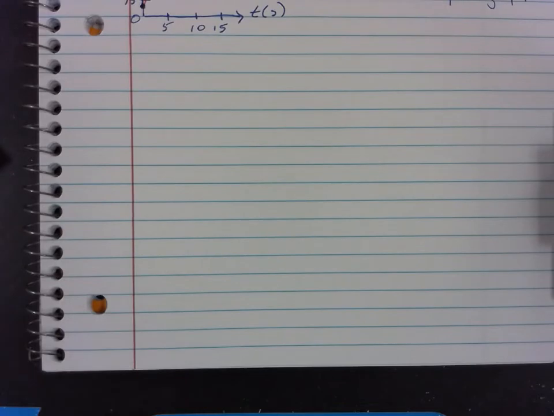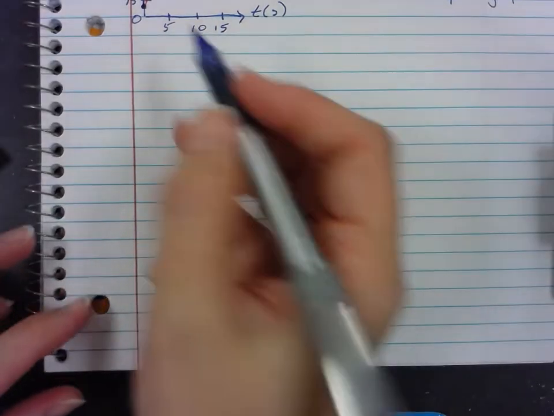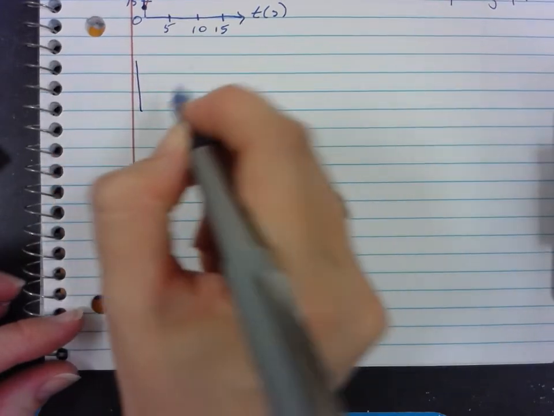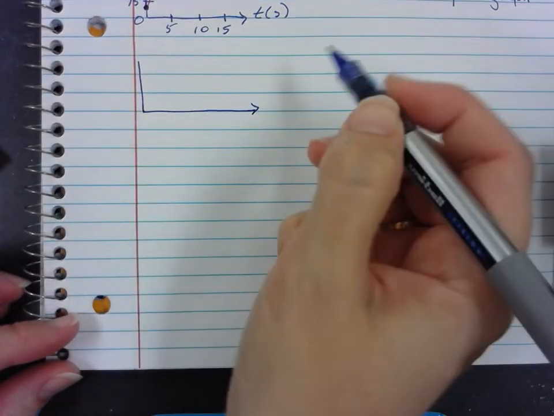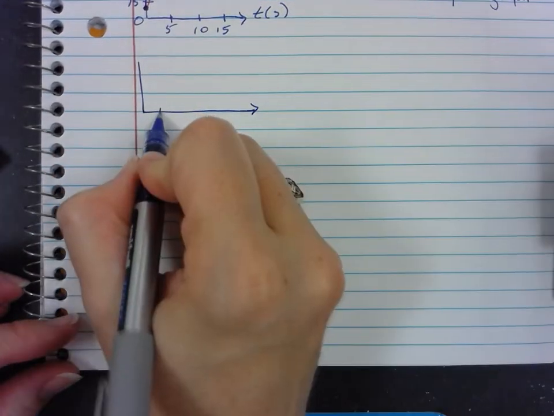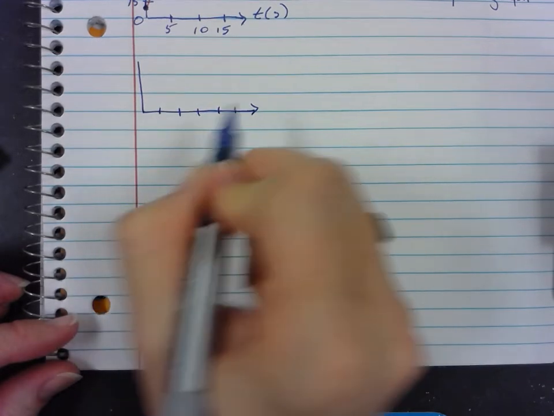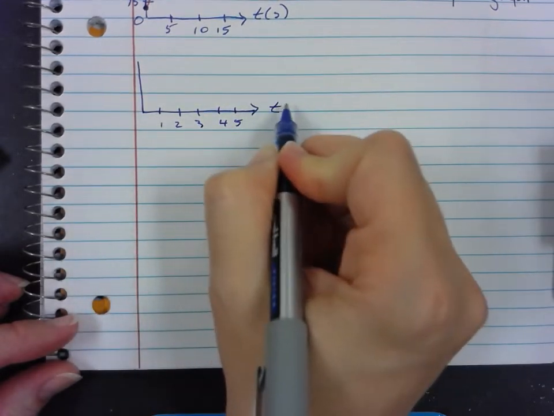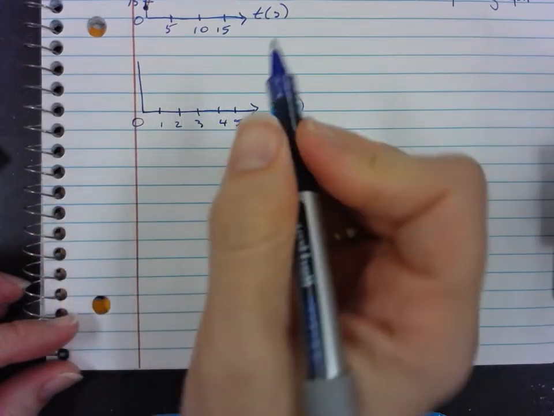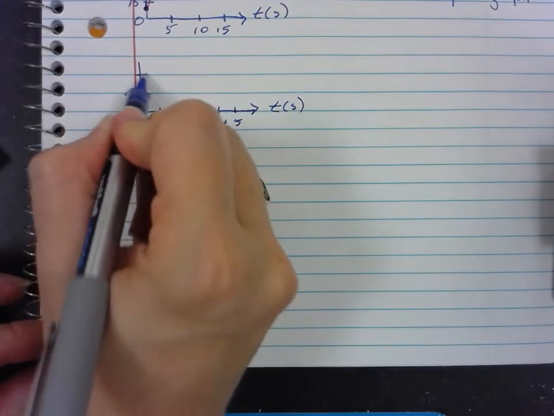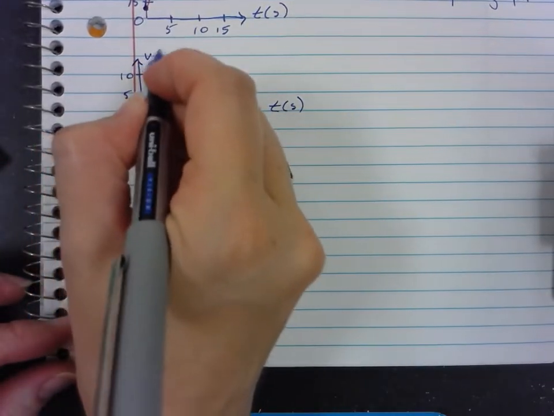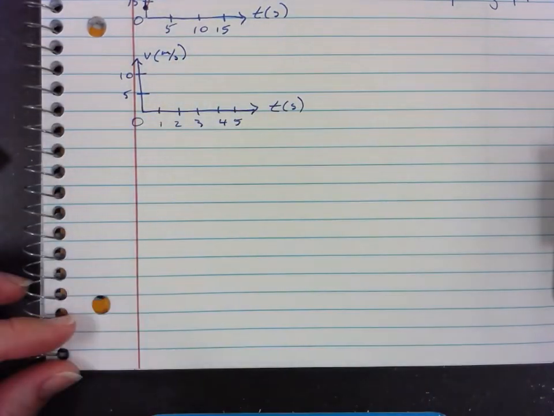Let's get to about there. And now I'm going to make a new velocity graph. 1, 2, 3, 4, 5. Time in seconds. This is 0, and we need to go 5, 10. Velocity in meters per second.